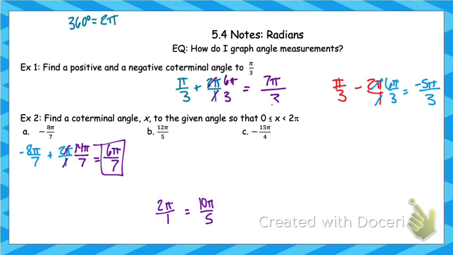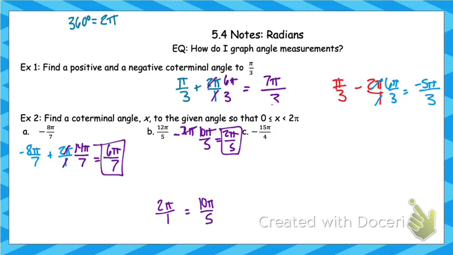12 pi over 5 is more than that. So in order to get an answer that's in between 0 and 10 pi over 5, I need to subtract 2 pi. I'm going to do that with a common denominator, which is 10 pi over 5. And when I subtract, I get 2 pi over 5. All right, let's look at this last one.